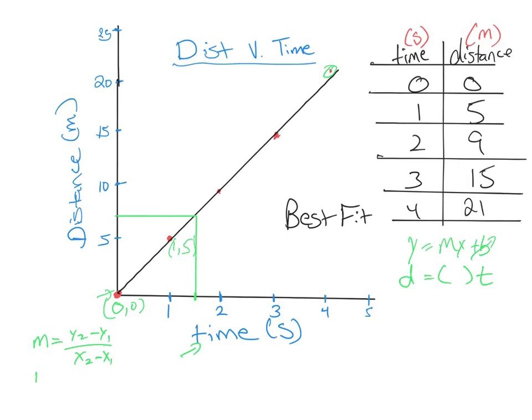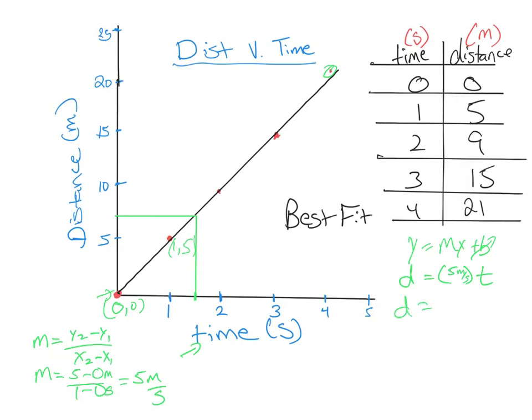Whenever you're doing it, don't use points that are off the line, but you can use points that are on it. So if we do this, we get m is equal to 5 minus 0 over 1 minus 0, and you would get 5, and then look at what is on top. So meters are on top and seconds are on bottom. So this is 5 meters per second. So over here, I'm going to fill that in, 5 meters per second.